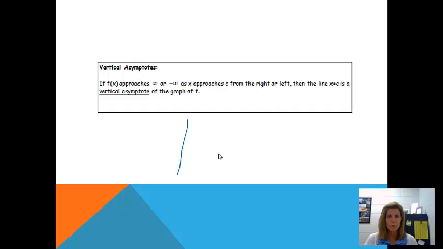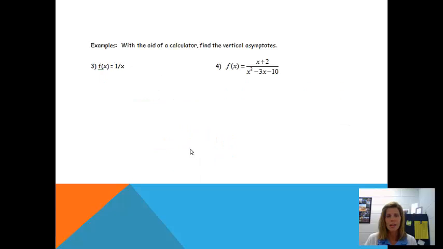So if you recall from a previous video, let's say we have a function that looks something like this. I think we did actually have something similar to that in a previous video. Notice my function is approaching infinity, actually from both sides. There is a vertical asymptote there, and that line would be the vertical asymptote. So let's look at some examples.